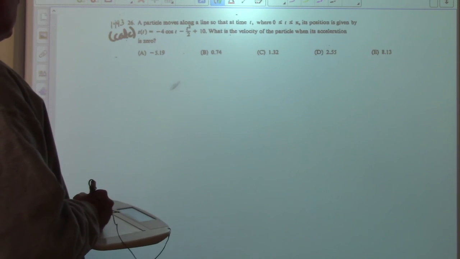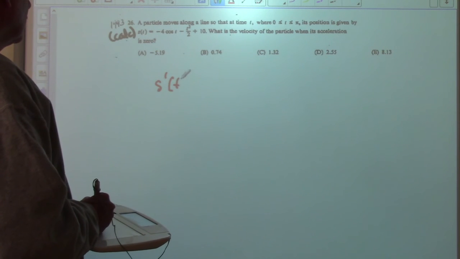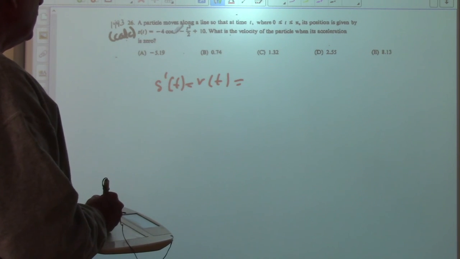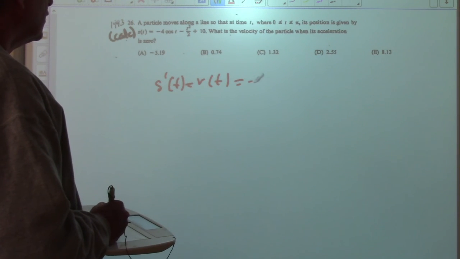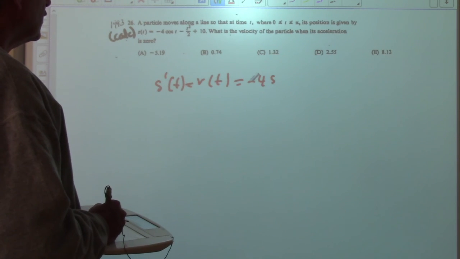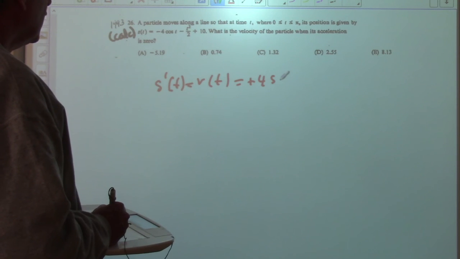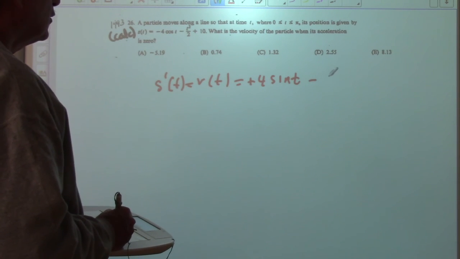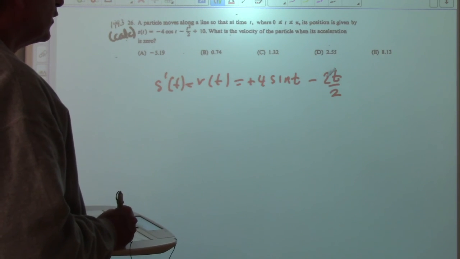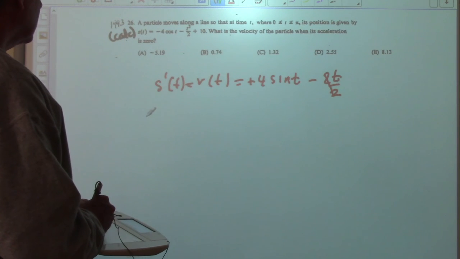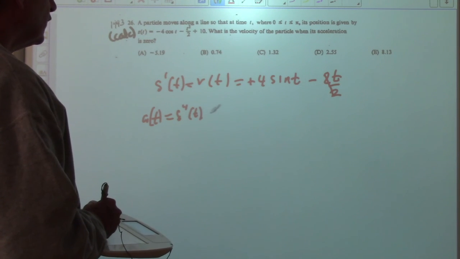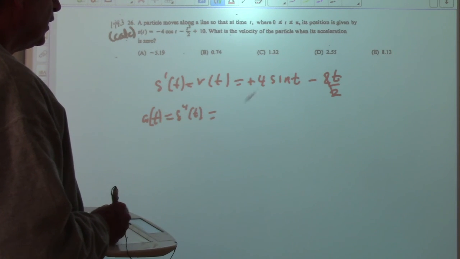So S prime of t, which is equal to v of t, is our derivative of this. It's going to change signs, so negative 4 sine t, minus 2t over 2, so that's going to go away. So our second derivative, our acceleration a of t, is s double prime of t, which is going to be negative 4 cosine t, and what's our derivative of t?